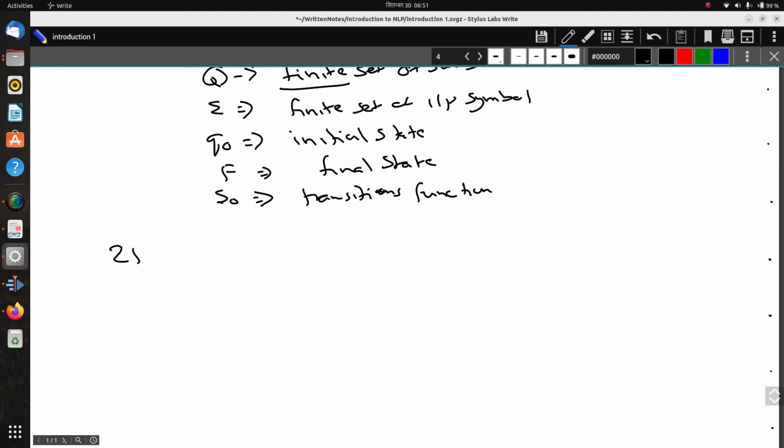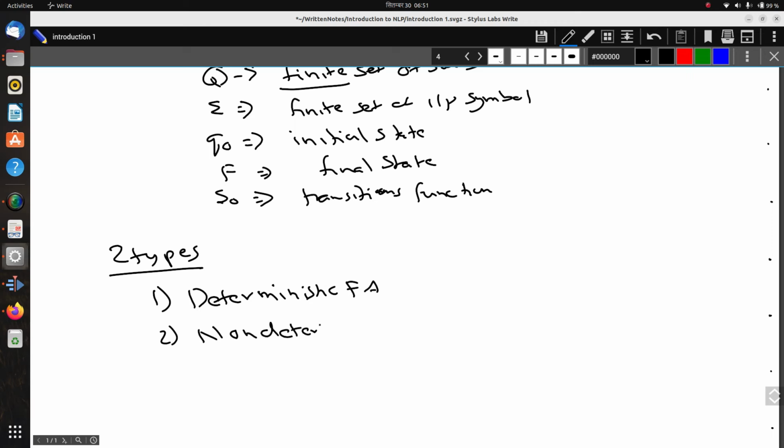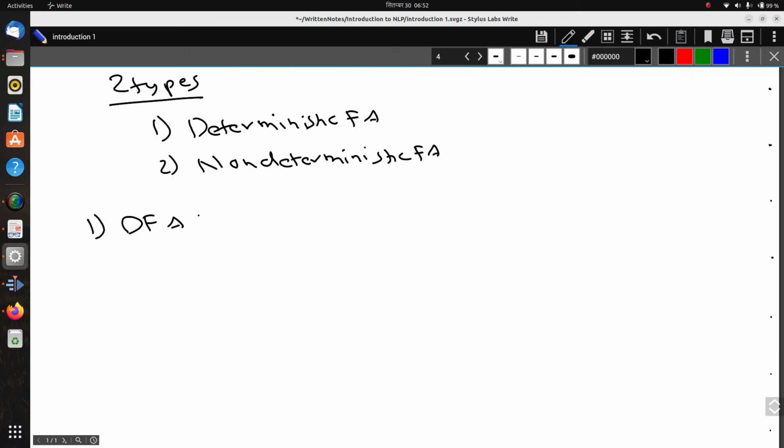So we basically have 2 types of finite state automata. One is deterministic finite state automata, and the other is non-deterministic. In DFA, the machine goes to one state only for a particular input character, and DFA does not accept a null move.